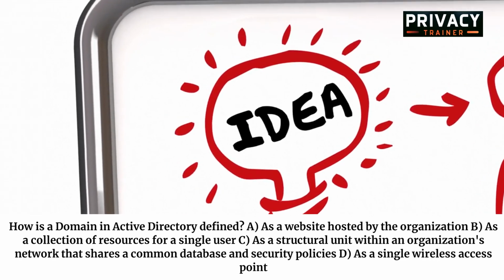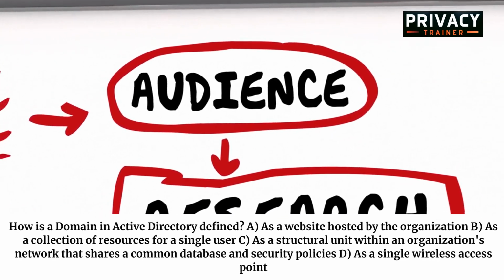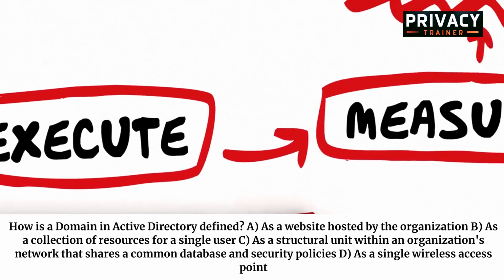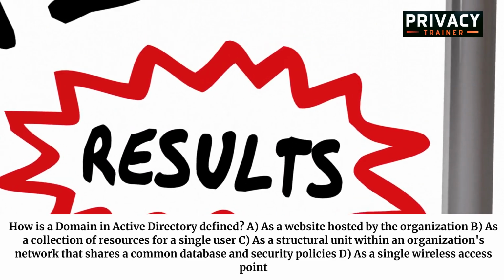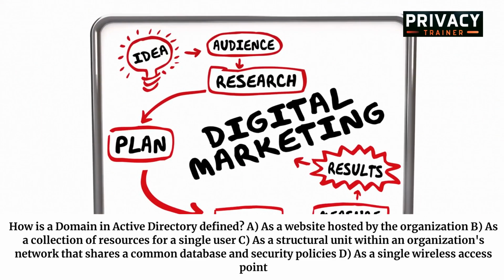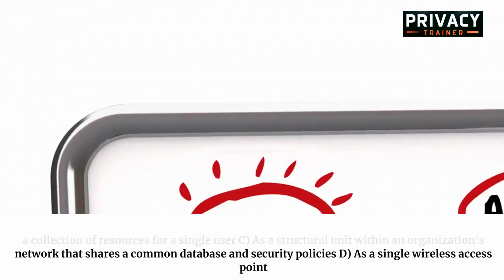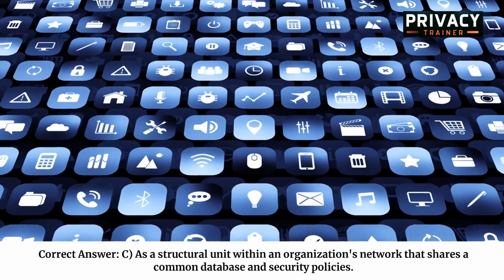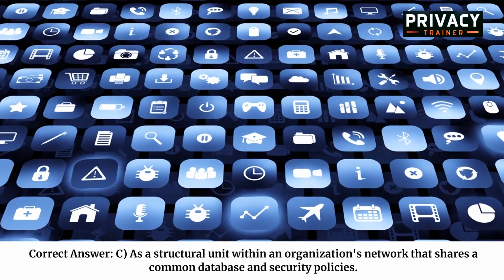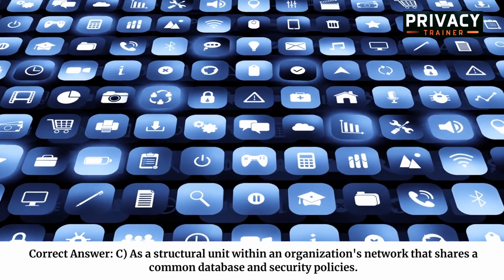How is a domain in Active Directory defined? A. As a website hosted by the organization. B. As a collection of resources for a single user. C. As a structural unit within an organization's network that shares a common database and security policies. D. As a single wireless access point. Correct answer: C. As a structural unit within an organization's network that shares a common database and security policies.